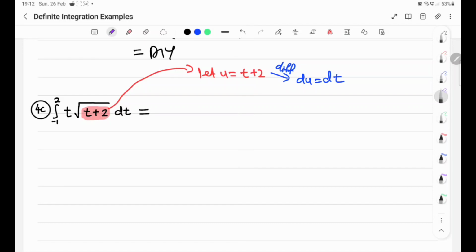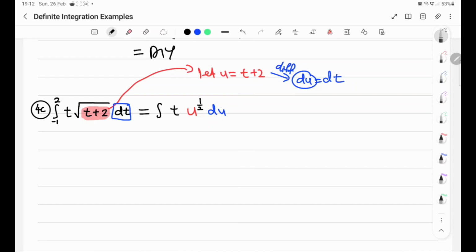And the next step is to replace everything. Over here, we already substitute t plus 2 as u. So u over here with the power of square root means power of half. And then dt here is equal to du. So du over here. Then we copy everything.